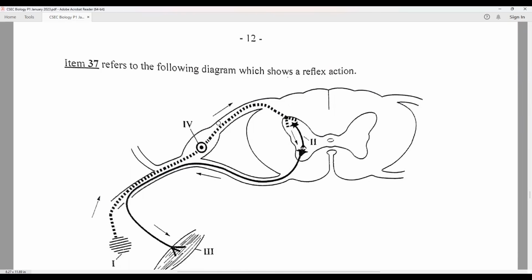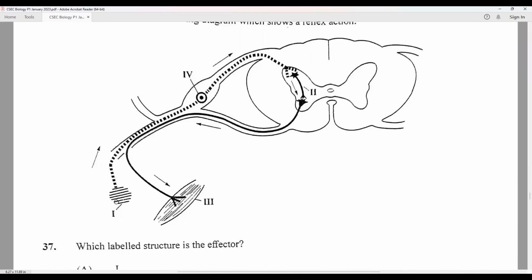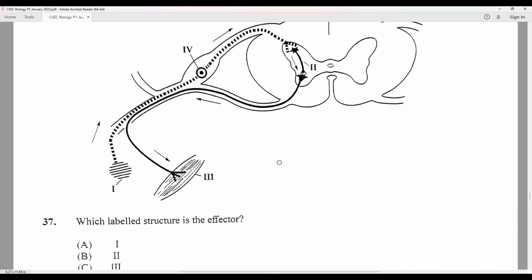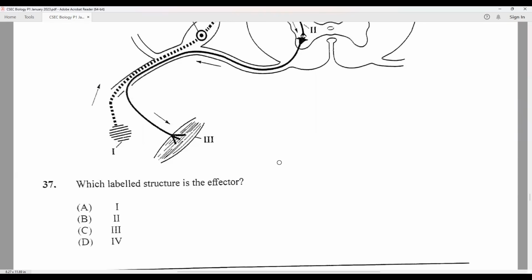Item 37 refers to the following diagram, which shows a reflex action. We have 1 on this side, we have 2 over here, we have 3 down here by the effector, and we have 4. Which labeled structure is the effector? It was already mentioned that down here is the effector, which is C.